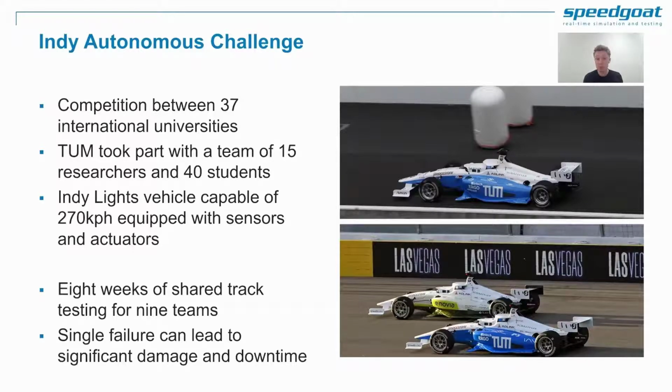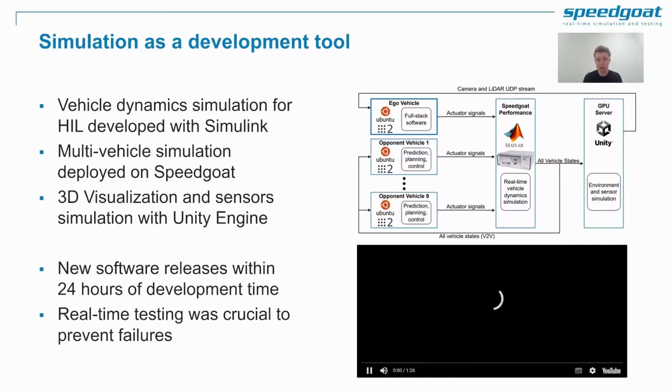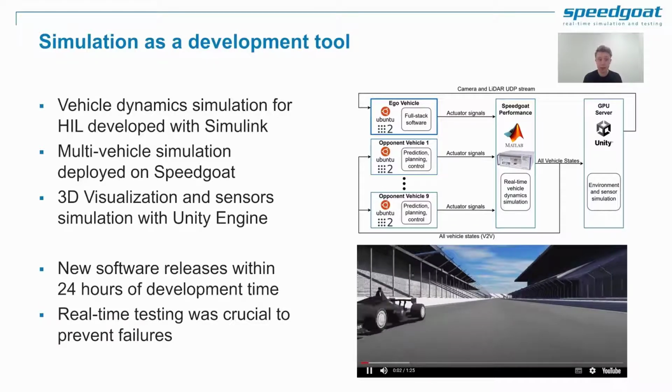Those vehicles are capable of traveling up to speeds of 270 kilometers per hour and do the full autonomous driving tasks, so doing object detection, prediction, planning, and motion control. What has been unique about the challenge is that there was only 8 weeks of preparation time where all of the teams had to share access to the racetrack. So testing time was a really scarce resource, and even a single failure could lead to severe damage because each of those prototypes is about $1 million, and a touch with the wall can be the end of the competition for a team. How we tried to overcome this challenge is that we used simulation as a key development tool.